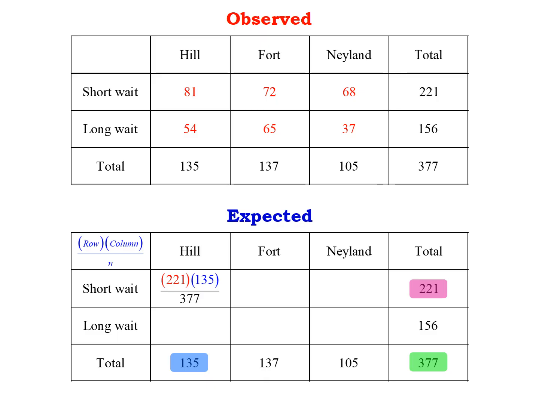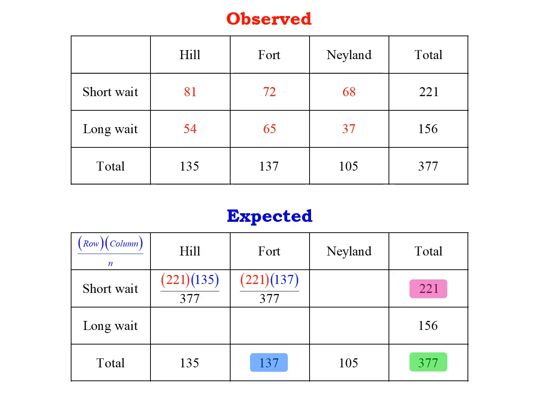So for our first case, we have short waits. Total of the short wait row was 221. Hill column total is 135. So I've got 221 times 135 divided by the sample size of 377. And we're going to do the exact same thing for each subcell. So for the fort, 221, that's our row total for short waits, and the column total for the fort was 137.